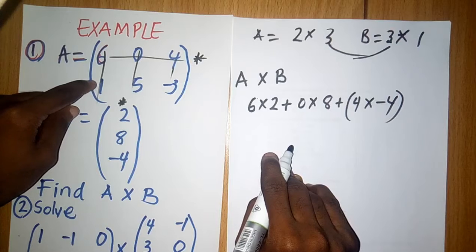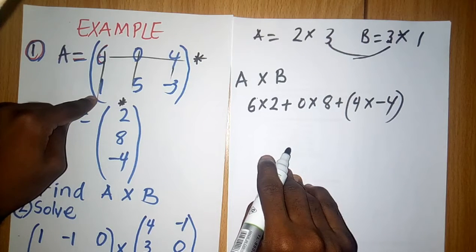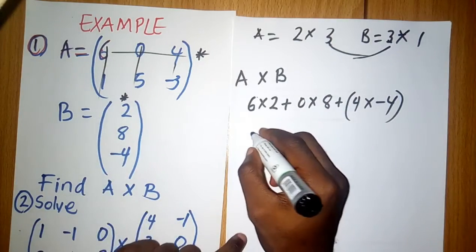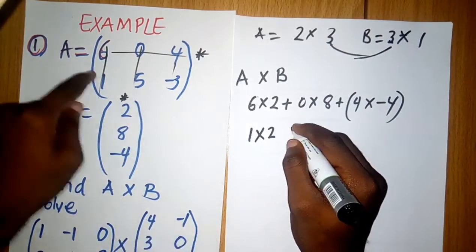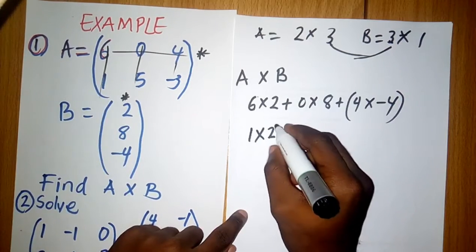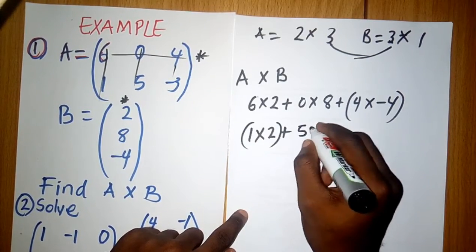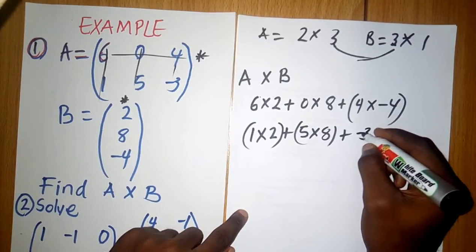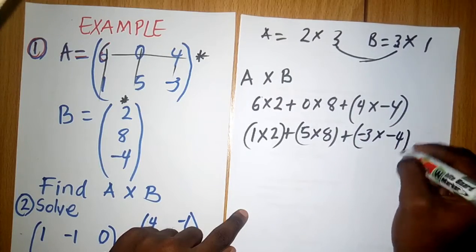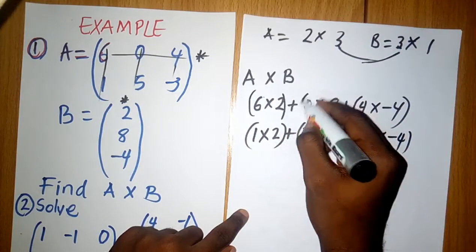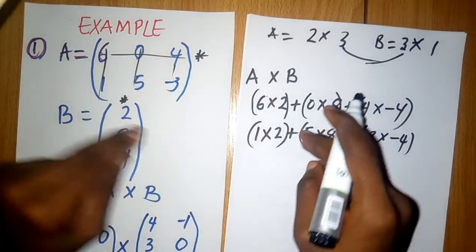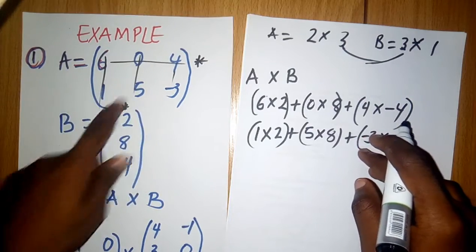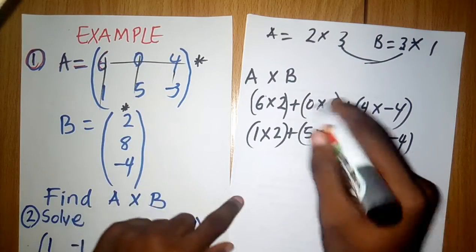The second row of A times the first column of B. So that will now be 1 times 2, this times this, then plus 5 times 8, plus minus 3 times minus 4. Okay, hope you understand. That is the second row of A, which is this, times the first column of B.